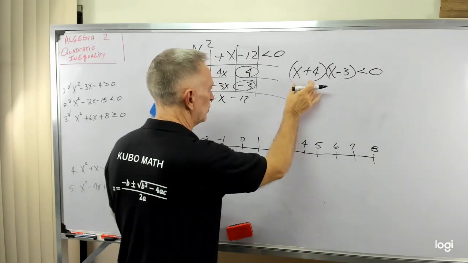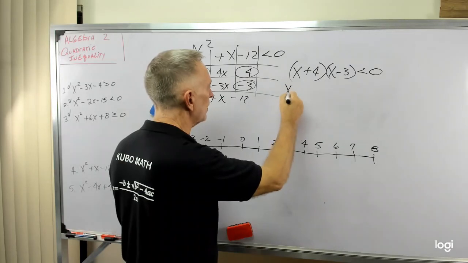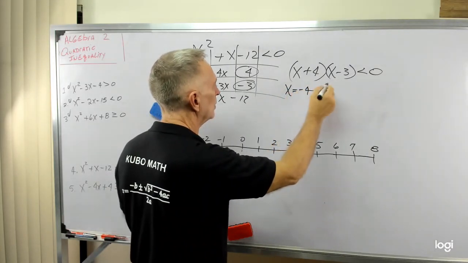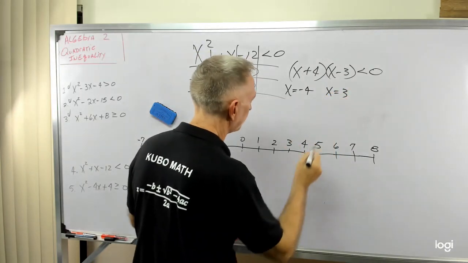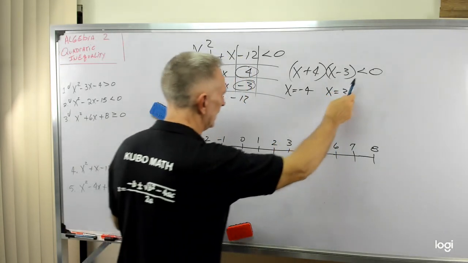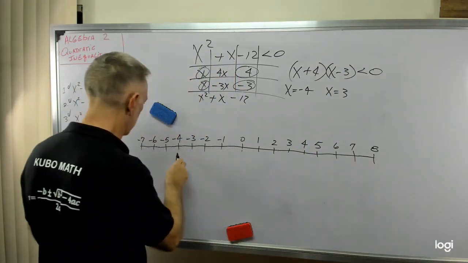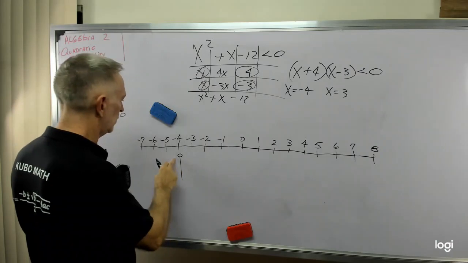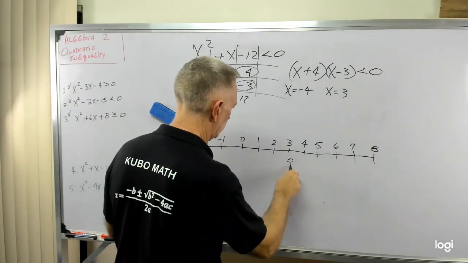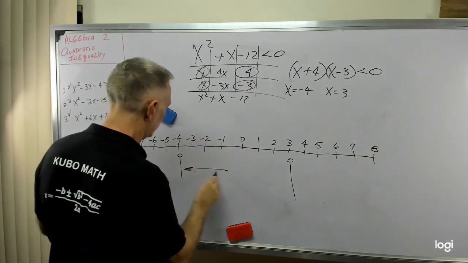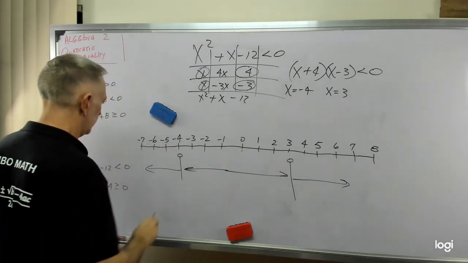So for this parentheses to equal 0, -4 plus 4, so x equals -4. 3 minus 3, so x equals 3. But they don't quite equal that because it's less than. So x and -4, I will not include -4 in that. X, I will not include 3. But I do have this region, that region, and this region that are of concern.